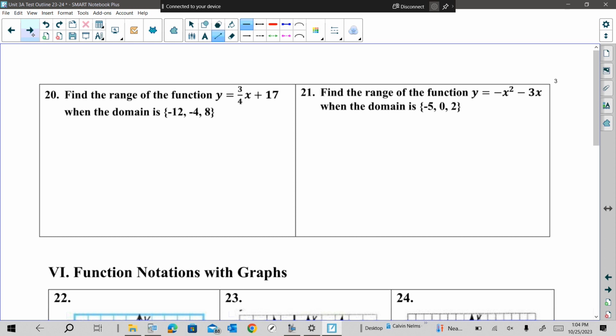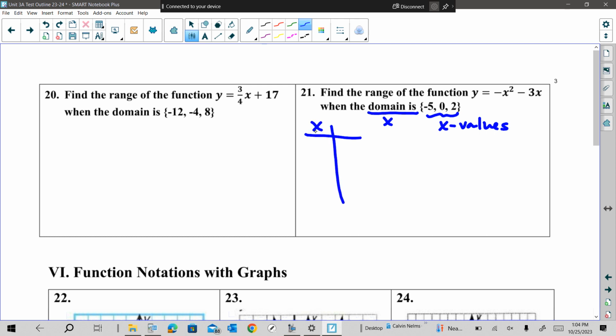So in evaluating or reading functions as equations, I will either give you the table and the graph, or I'll give it in a sentence here, in a set. This one, on 21: find the range of the function y equals -x squared minus 3x when the domain is -5, 0, 2. So domain is your x. So these right here are x values. If you want to, you can create a table. First column is always your x, and you can put these numbers in the table and then go to your graphing calculator to get the outputs of those numbers.